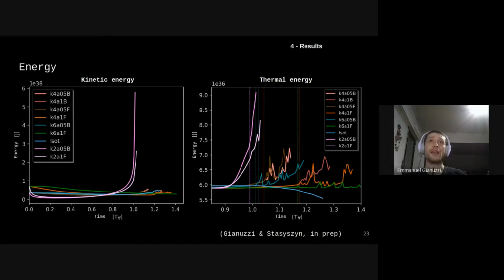Analyzing the kinetic energy and thermal energy evolution, we can see that both K2 simulations rapidly transform part of their energy into gravitational, and after a freefall time they rapidly gain a high amount of kinetic energy. This is a consequence of the nearly homogeneous freefall. On the other hand, the other simulations tend to maintain a near global kinetic virial equilibrium.